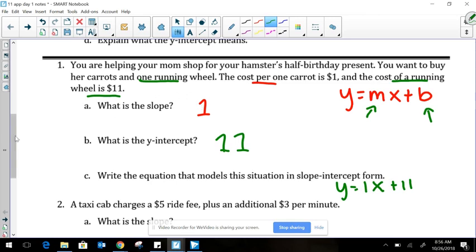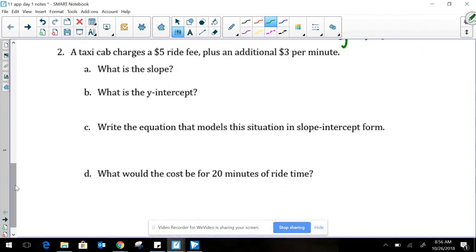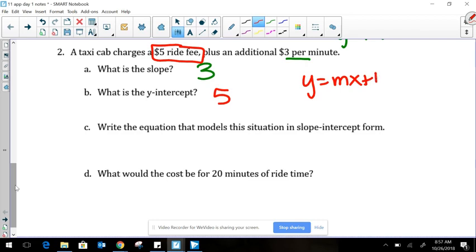Let's scroll down here and then talk about this taxi. All right, so a taxi cab charges a $5 ride fee, plus additional $3 per minute. Let's underline that per. So $3, that's my slope. My y-intercept is that one-time fee, so $5. So we'll write our equation then. We're going to plug into y equals mx plus b. So 3 times x and then plus my y-intercept, which is 5.